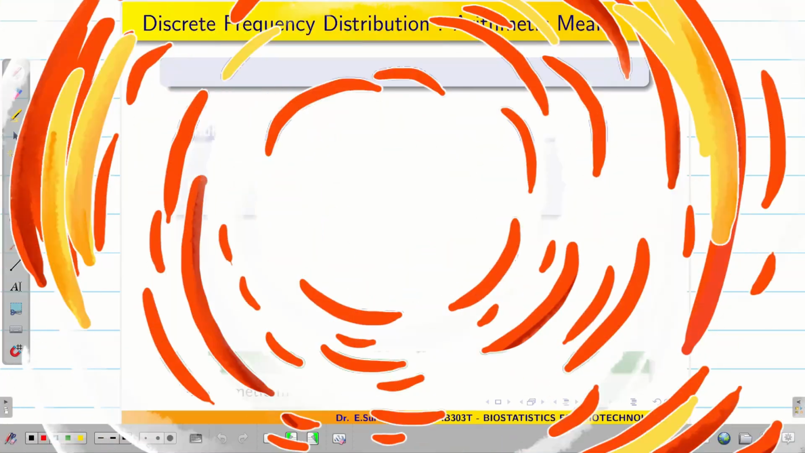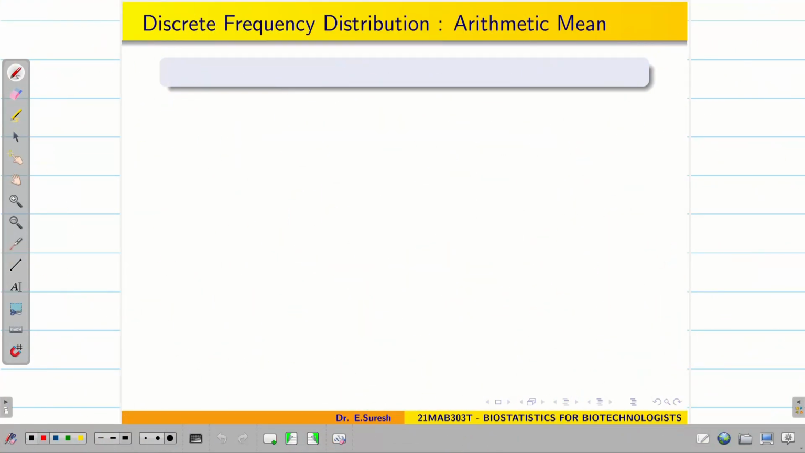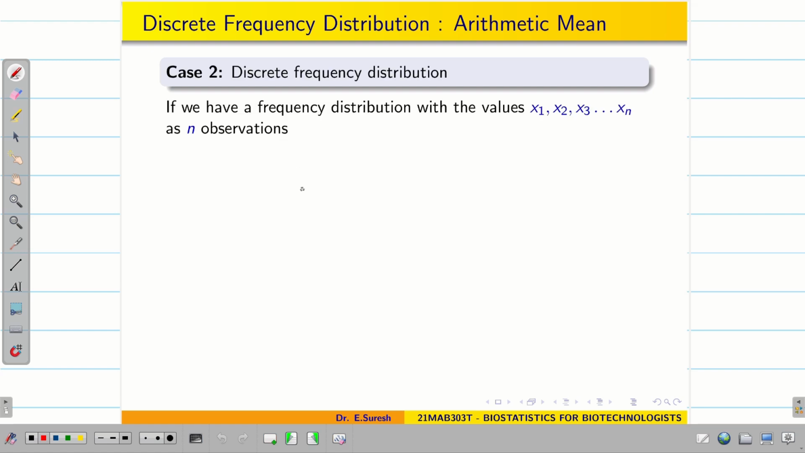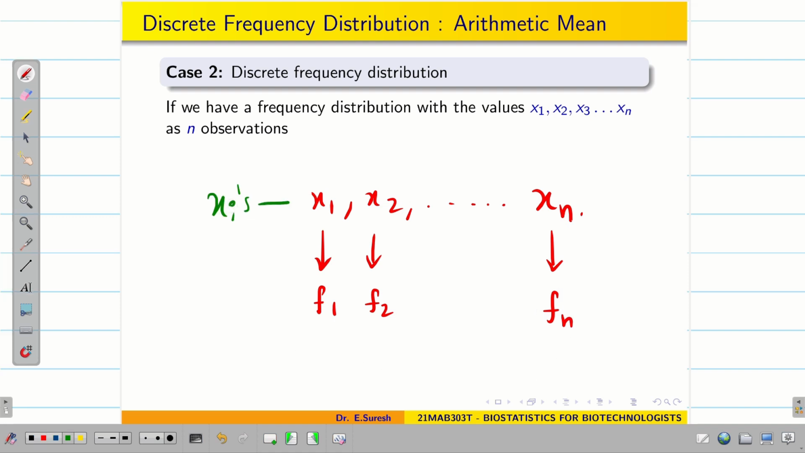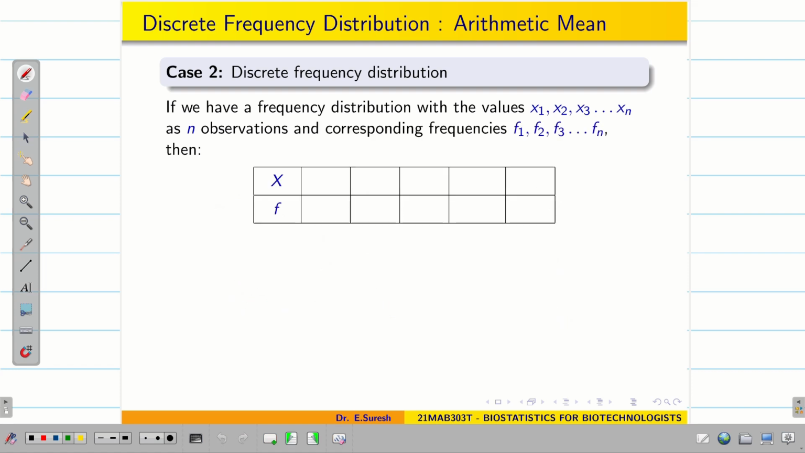Hope you understand. Next, we are going for discrete frequency distribution. What is discrete frequency distribution? We can see n observations. Let us take this as x1, x2, x3, xn. Now, x1 is repeated f1 times, x2 is repeated f2 times, etc. xn is repeated fn times. Xi's are my observations and the corresponding fi's are my frequencies. We can arrange this in a table like this. If the problem is given in this form, then it is going to be a discrete frequency distribution.